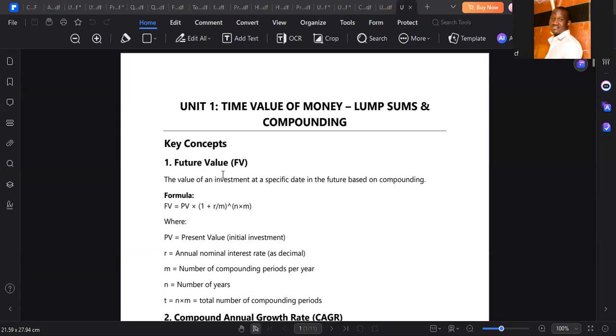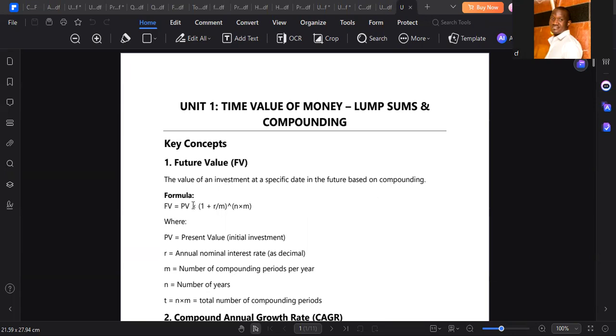In this topic, we are going to look at the future value, how to calculate future value. The value that we get at the end of an investment at a future date is called a future value. It's based on what is called compounding. To compound is basically to earn or accrue interest. That is what it means to compound.